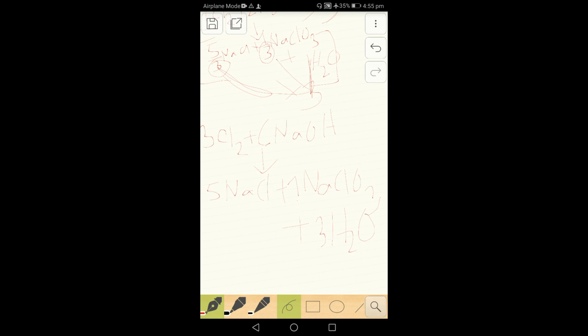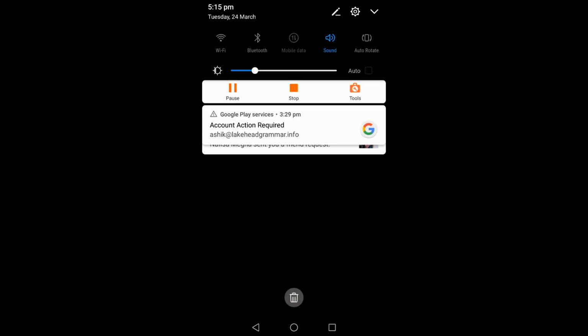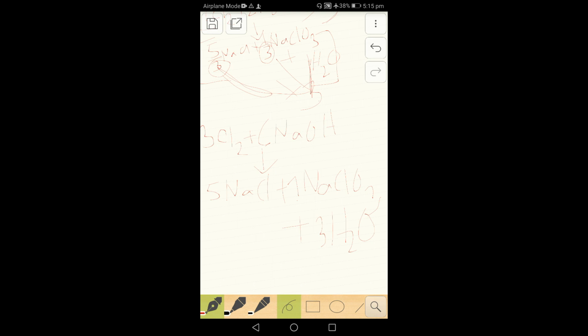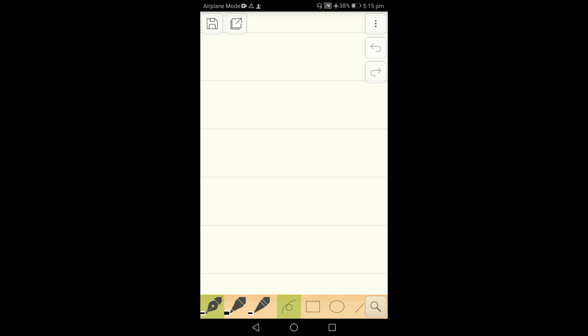Okay, so we have looked at one more example. Now let's look at some more complicated examples that involve the rigorous inclusion of moles and charge. Okay, let's look at some more examples.